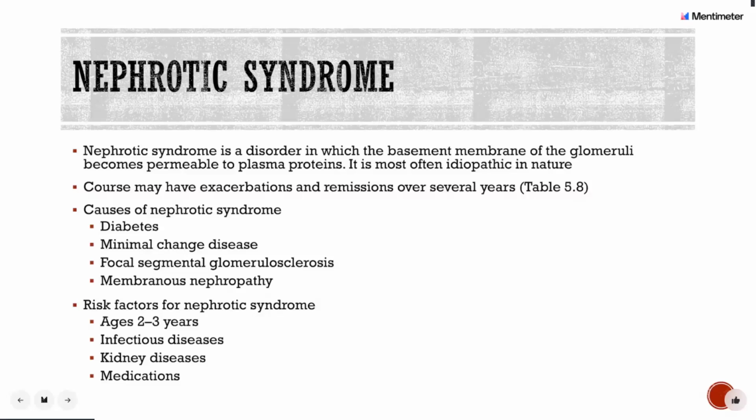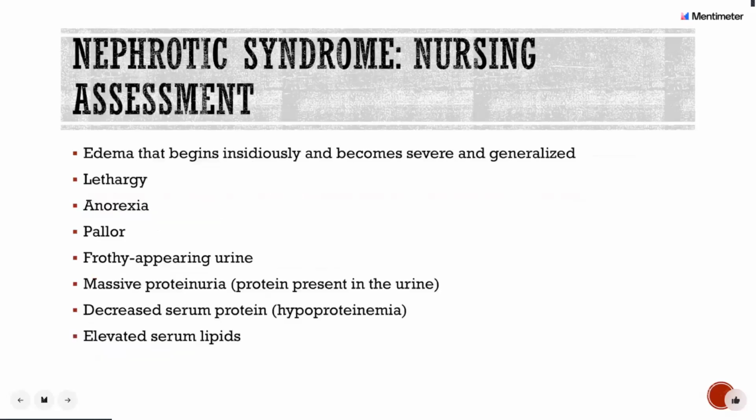So we see this most often in our young kids, 2 to 3. They may also have an infectious disease, another kidney disease, or it can be a result of a medication. So with nephrotic syndrome, we have severe generalized edema over the entire body. These patients are lethargic, anorexic, can be really pale. They have frothy urine, lots and lots of protein there in their urine. So they have low serum protein in their blood because it all spilled out in their urine. And we also see elevated lipids in their blood rather than those proteins.